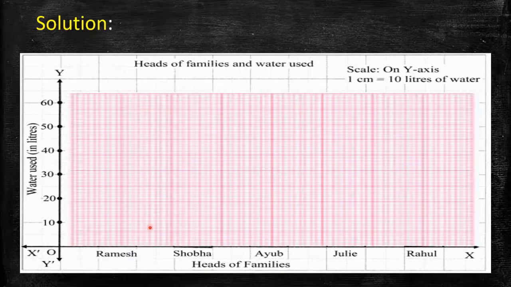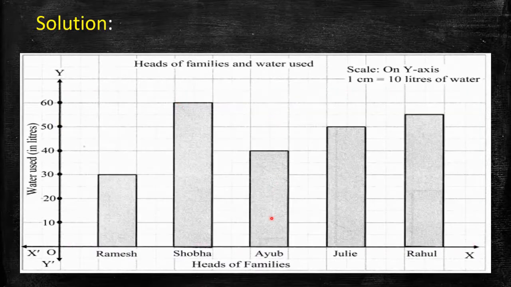So the first name is Ramesh. Ramesh's family uses 30 liters of water daily. So here our bar will come. Then Shobha's family uses 60 liters of water daily. So here you can see 60 is here, so here our bar graph will come. So like this you can see here.